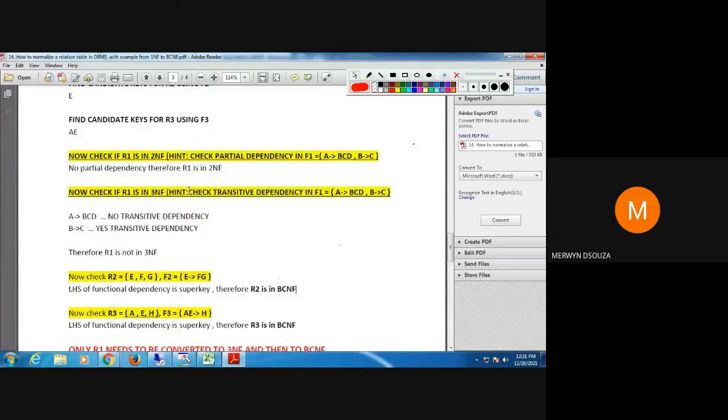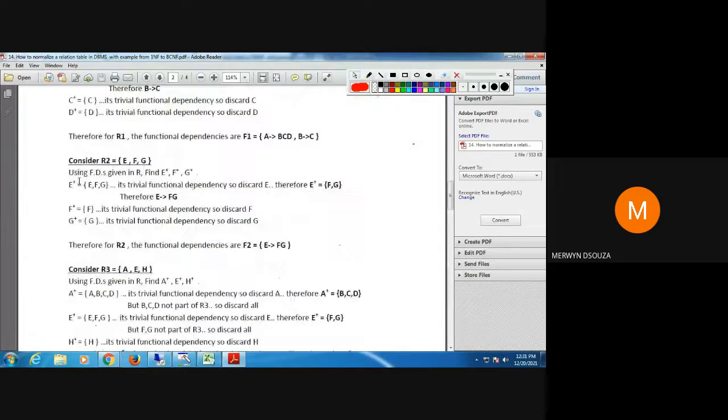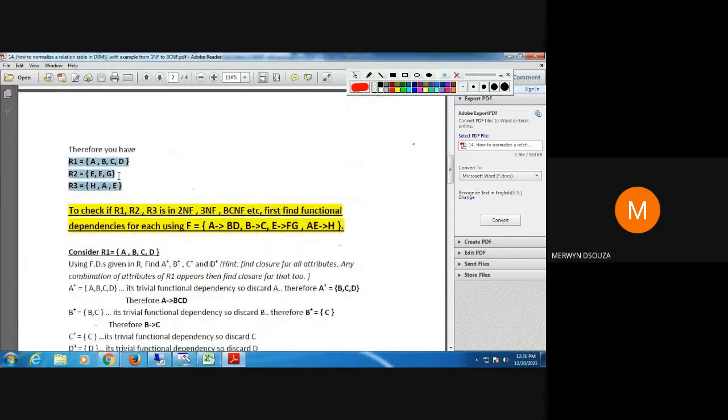Similarly, now you have to check each one of these. I've already found that R2 is in BCNF, so I'm not going to check again for R2. I'll keep it to the side. R2 is already in BCNF. I need to check for R1 and for R3. R1 is not in BCNF, so I'm checking R3.